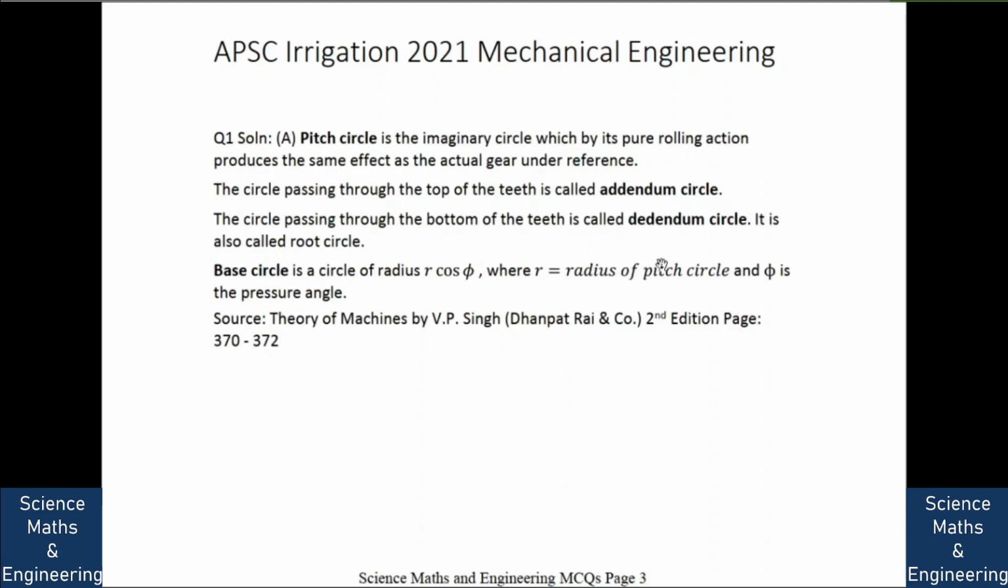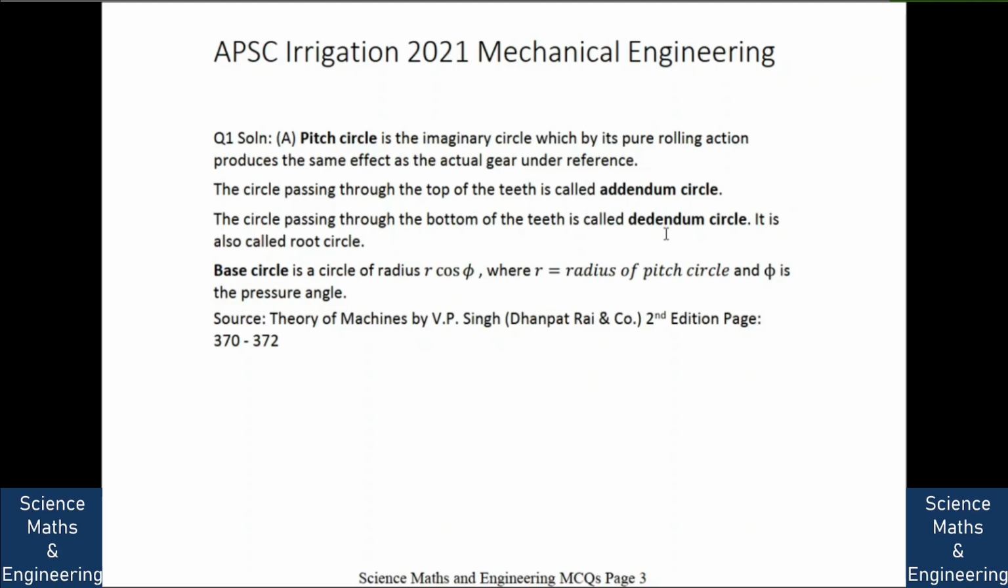So the answer is A. Pitch circle is the imaginary circle which by its pure rolling action produces the same effect as the actual gear under reference. Now the circle passing through the top of the teeth is called addendum circle. The circle passing through the bottom of the teeth is called dedendum circle. It is also called root circle. And base circle is a circle of radius r cos phi, where r is the radius of the pitch circle and phi is the pressure angle.